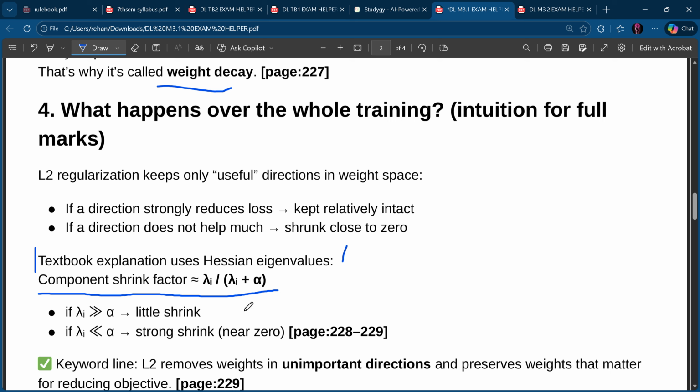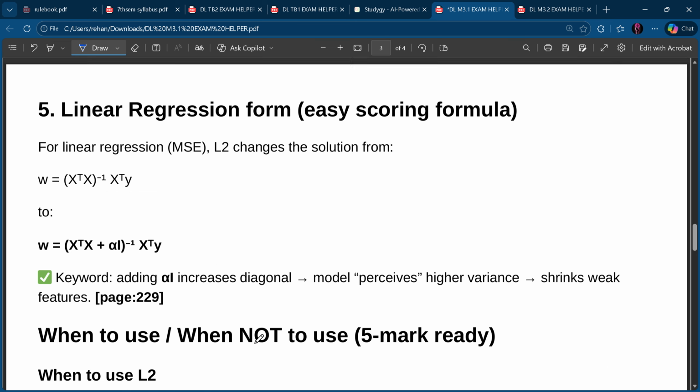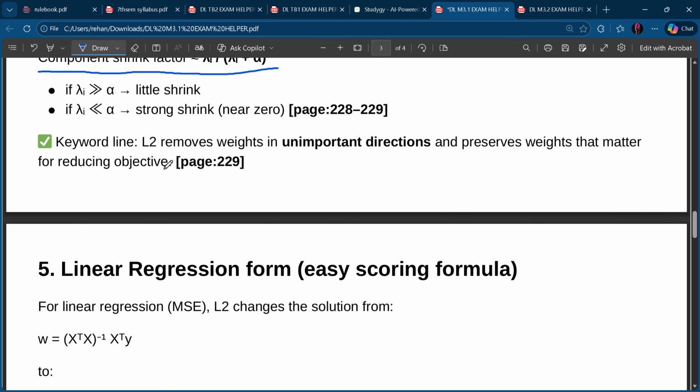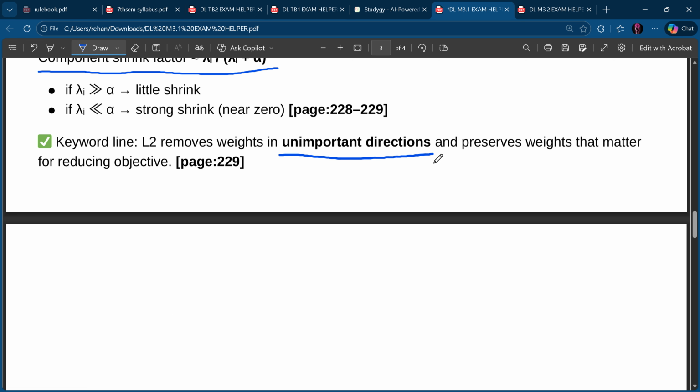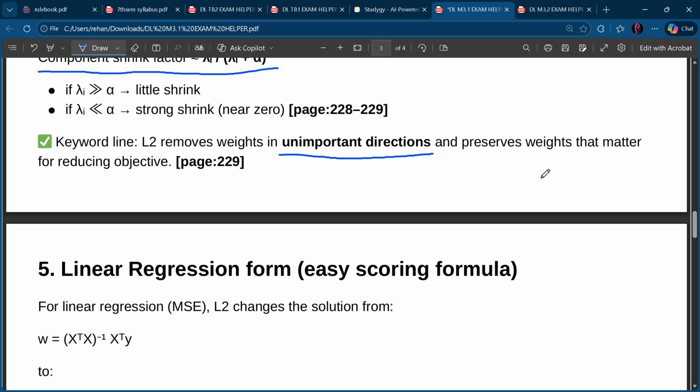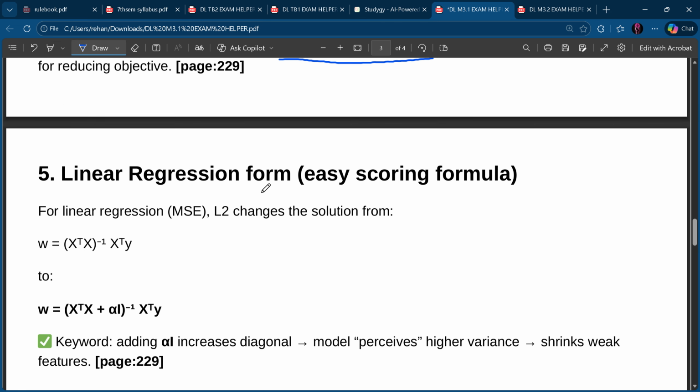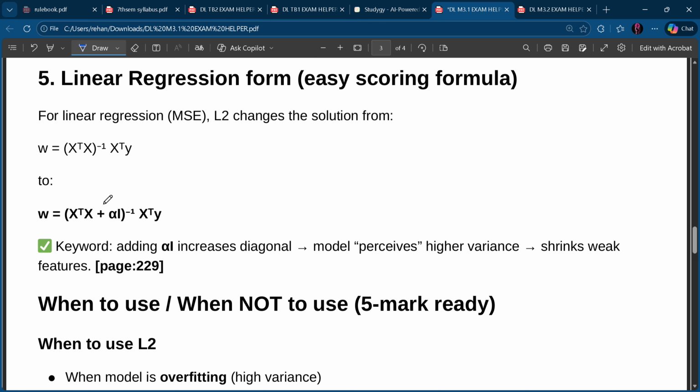The textbook explanation uses the Hessian eigenvalue. The shrink factor per component is lambda i divided by lambda i plus alpha. If lambda i is much bigger than alpha, then little shrink. If it is much lesser than alpha, stronger shrink, near zero. Okay, understood. So here L2 removes weight in unimportant directions and preserves weight that matters for reducing the objective.